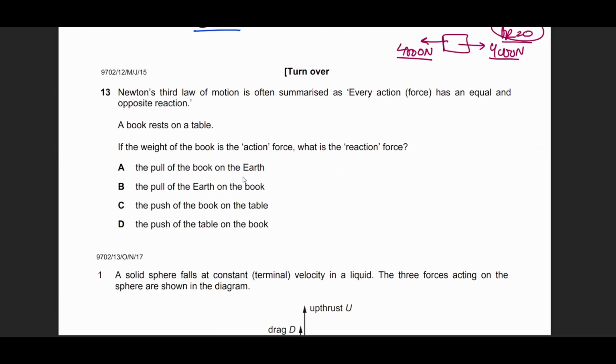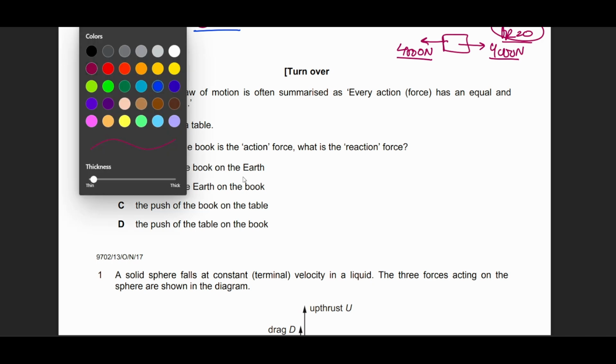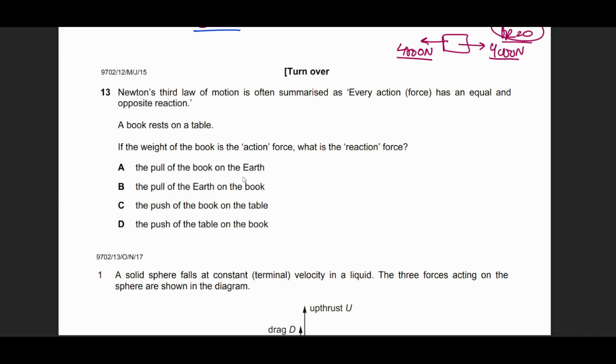Okay, the next question utilizes third law again in terms of solar systems that I just discussed with you, right? So it tells me that a book rests on the table, and he tells you the first condition himself. If the weight of the book is the action force, then where's the reaction? So we know that from third law, it should be the pull of the book on the earth. The book is pulling the earth towards itself. So the pull, not the push.